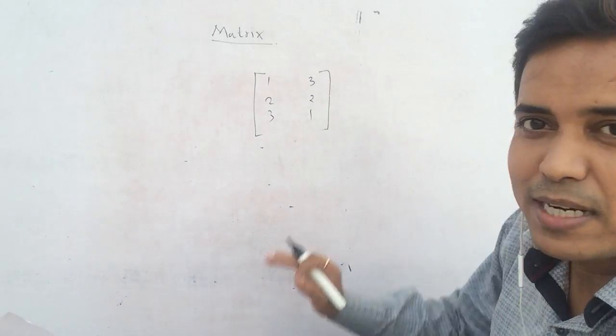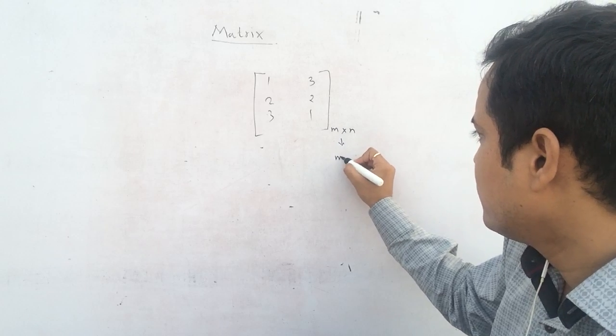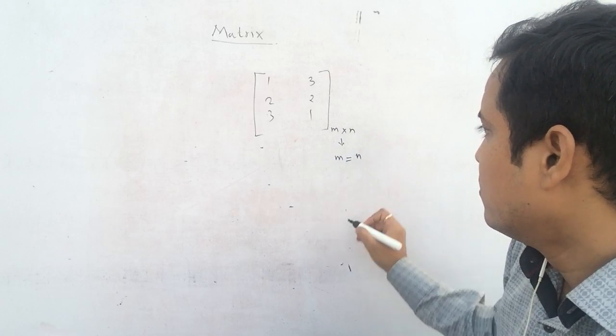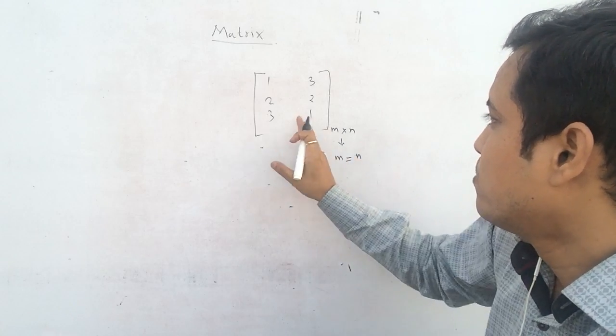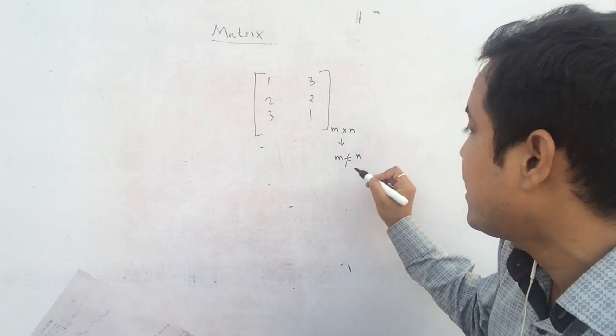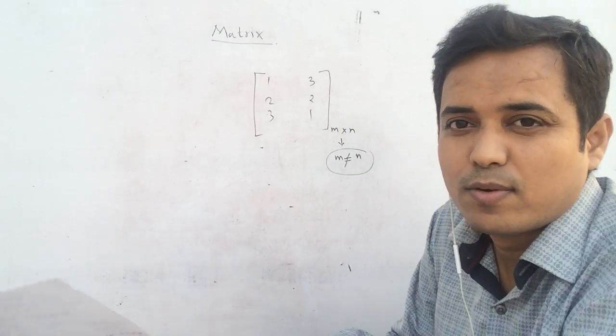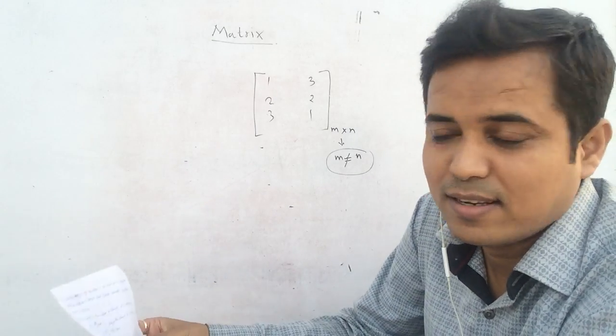Suppose this is a matrix, okay. So m cross n, here you cannot take m equal to n. If you take m equal to n, this would become a square matrix. So in a rectangular matrix, m should not be equal to n. That means the number of rows should not be equal to the number of columns, as you know in the rectangle, okay.